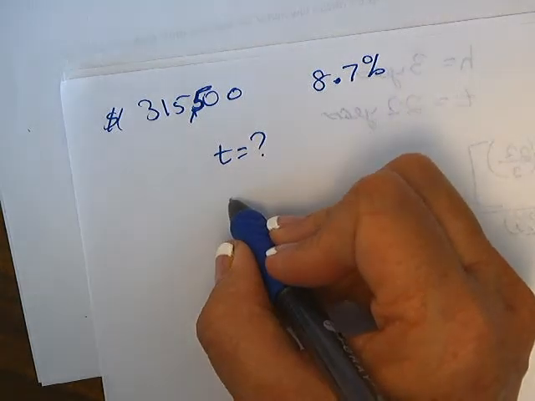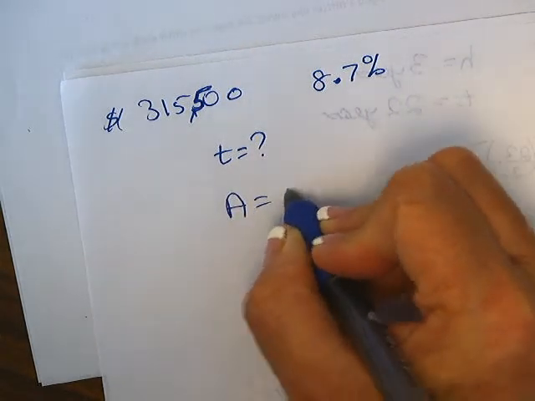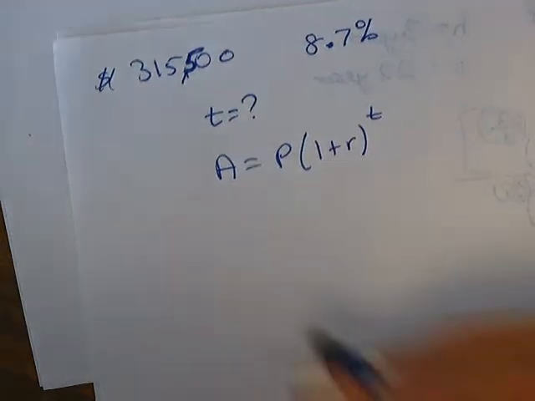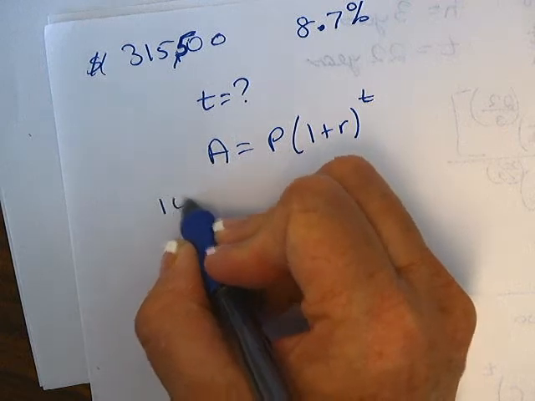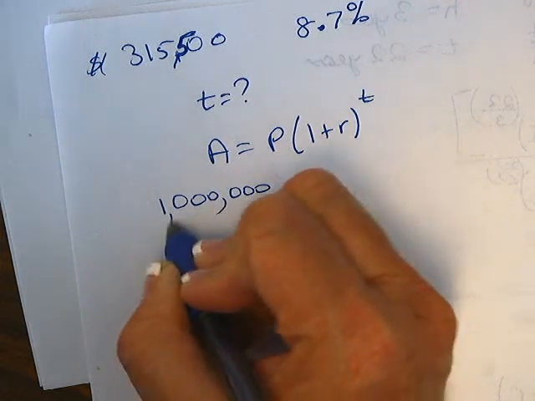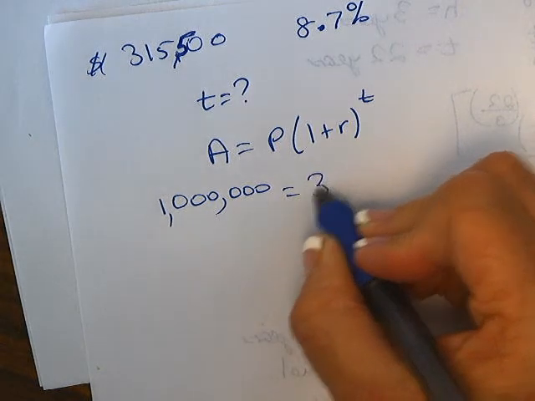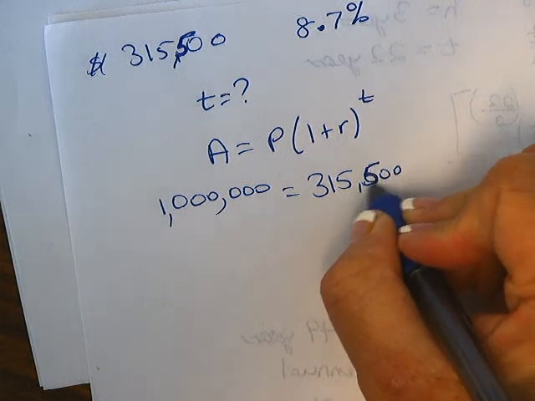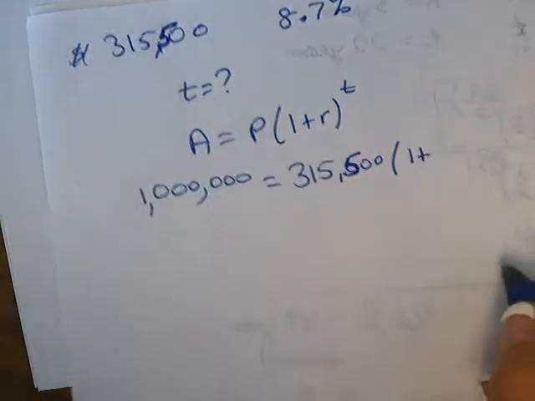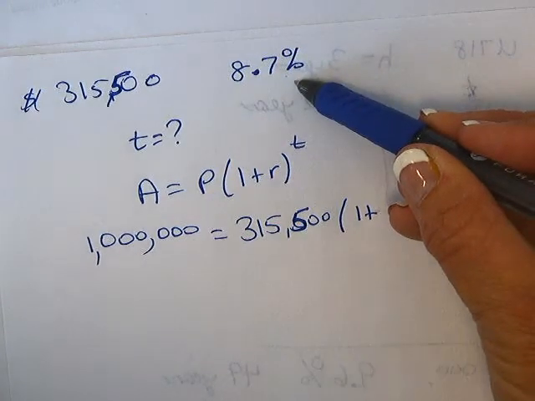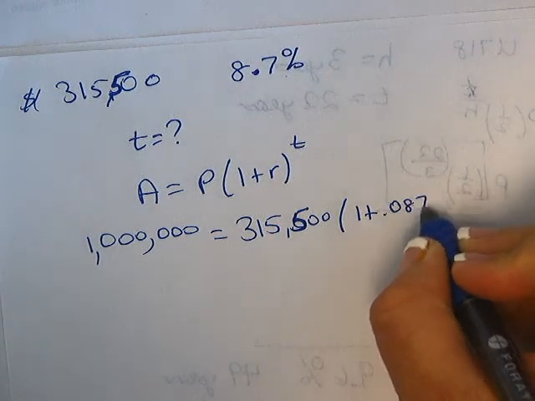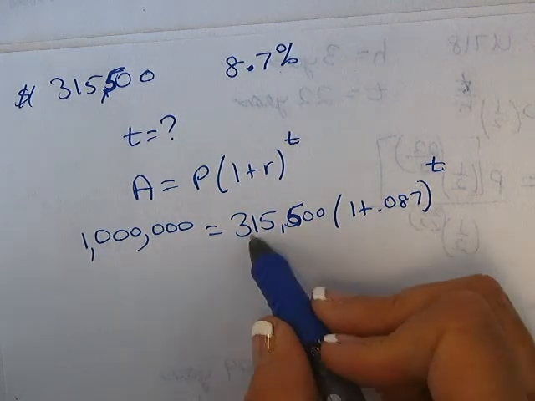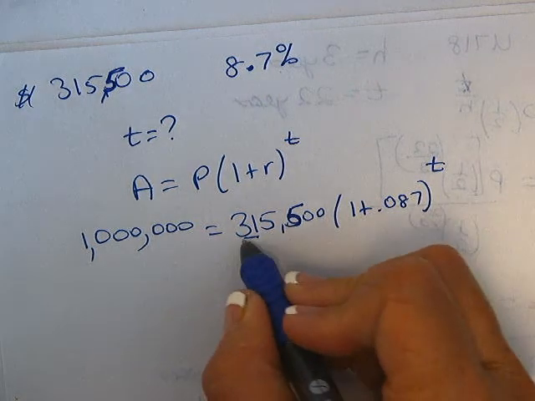So we're going to use that same growth equation. A is equal to P times 1 plus R to the T. Let's fill in everything we know. We know A, we want to know when it's worth $1 million, is equal to P, our original amount, so $315,500, that's important. 1 plus our interest rate as a decimal, so 8.7 becomes 0.087, to the T. So the first thing I need to do is divide both sides by 315,500.